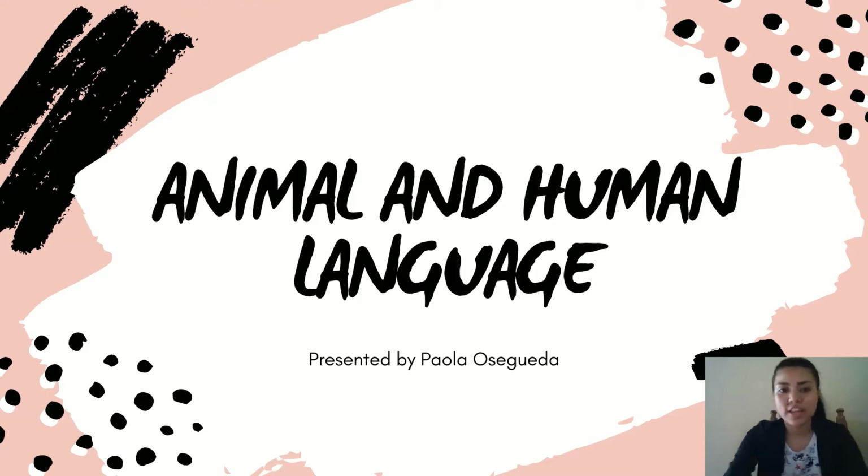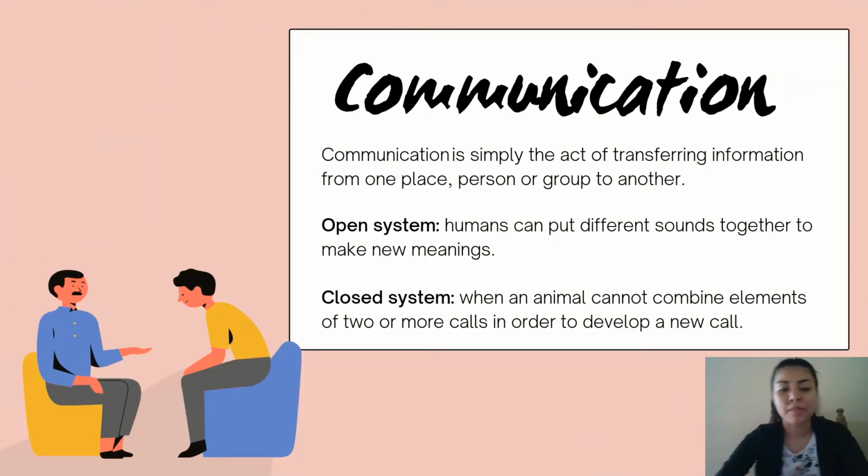In this opportunity, I'm going to explain a little about animal and human language. So, let's start. But first, let's define what communication is. Communication is simply the act of transferring information from one place, person, or group to another. In other words, communication is when you transmit a message. For example, in this moment, I'm transmitting you a message, and you are receiving this message.